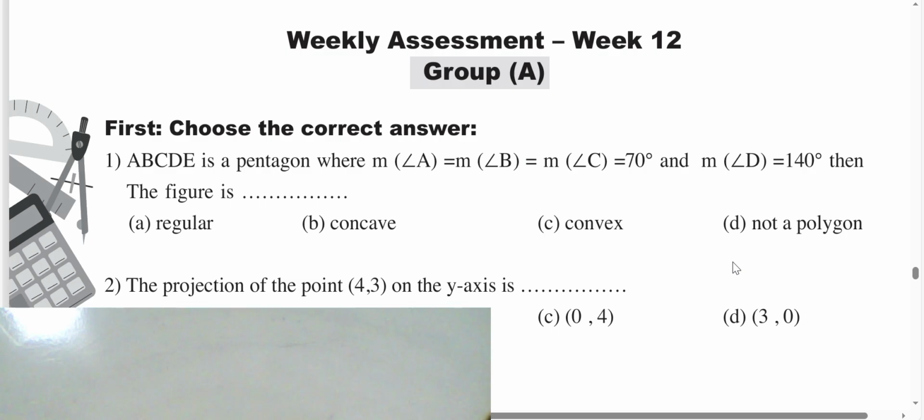Today we'll solve weekly assessment number 12. Listen to me about group letter A. First, choose the correct answer. ABCD is a pentagon where the measure of angle A equals the measure of angle B equals the measure of angle C equals 70 degrees, and the measure of angle D is 140. Is the figure regular or convex, concave or convex? Okay, first step, we can find the measure of the angle.